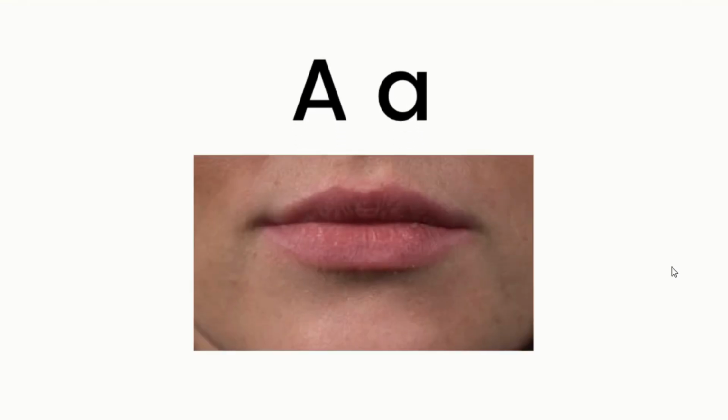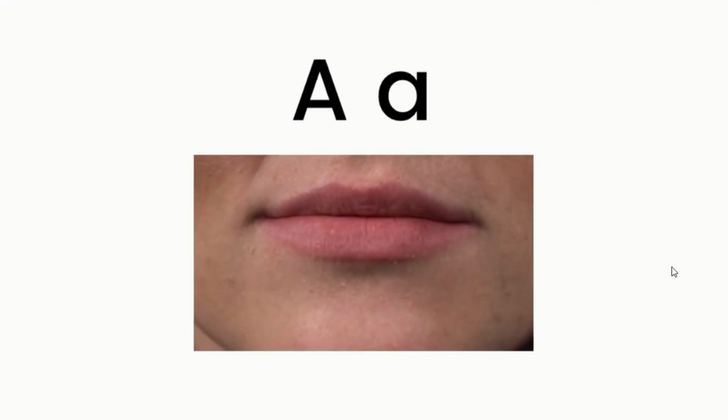Watch the way it is pronounced. A. A. A. Now practice saying the sound of the letter A. Click on the letter to hear its sound and compare your pronunciation with mine. Click the next button when you're ready to move on.